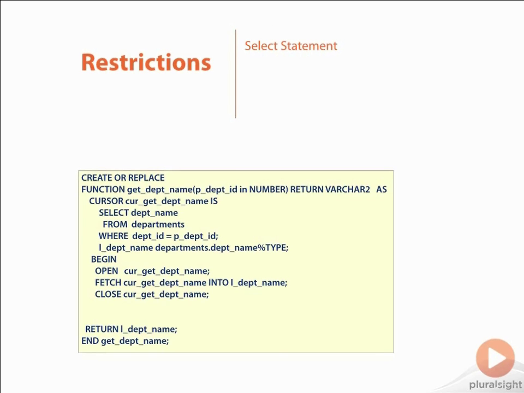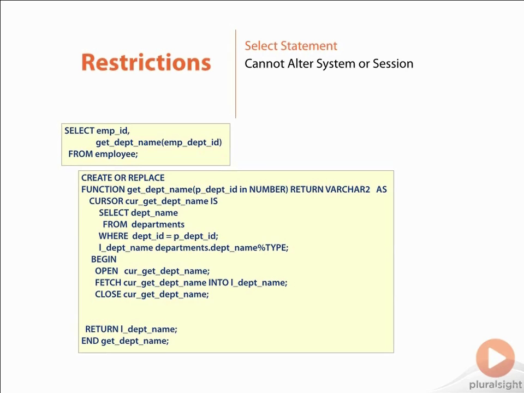Here in this code snippet, we have a function getDPTName which takes an input parameter pdptid and returns a varchar2. Inside the function, we open a cursor to fetch the department name for the passed department ID. We declare ldptName to hold the value returned by the cursor. Inside the function, we open the cursor, fetch the department name, and return it back. So this function is eligible to be called from a select statement: select empid, getDPTName(empdptid) from the employee table.